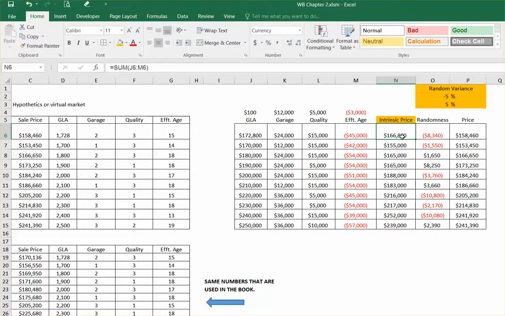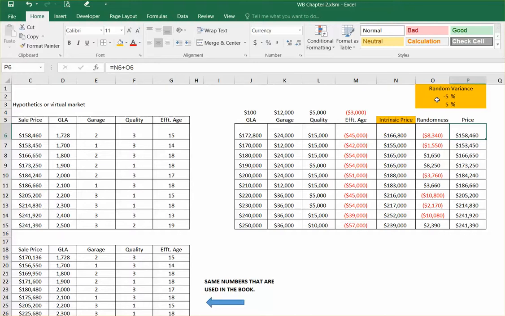And the answer is no. An intrinsic price doesn't help us in what we're trying to do in research. We want to add some randomness to this intrinsic price, okay? So we're going to take intrinsic price plus some randomness, and then that's going to be our hypothetical market price, okay? But when I say intrinsic price, I mean actual price. I don't mean plus the randomness.